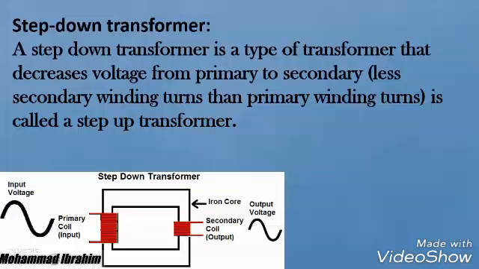A step-down transformer. A step-down transformer is a type of transformer that decreases voltage from primary to secondary. Fewer secondary winding turns than primary winding turns, it's called a step-down transformer. So this is just a small mistake on the slide, right? So the secondary coil over here, you can see the number of turns decreased. Therefore, the output voltage decreased. Therefore, the current increased because they're inversely proportional to each other. Remember that, keep that in mind. So this is the step-down transformer discussed briefly.